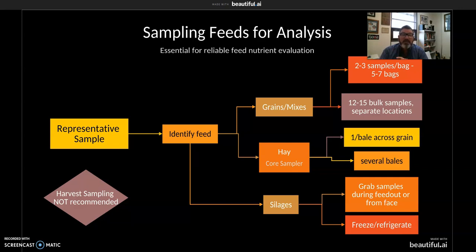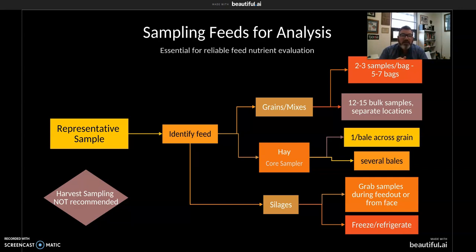Consequently, the United States Department of Agriculture, as part of their quality control oversight responsibility, does do this on a regular basis. And so you might catch them at one of your feed stores making a small incision into a bag, passing a probe in there, and grabbing some samples out. And then they'll patch that hole and it'll say USDA checked or something like that. But essentially, you want 2 to 3 samples per bag, 5 to 7 bags.